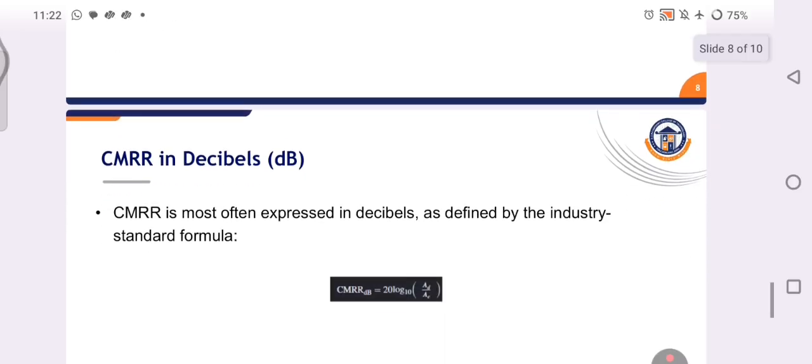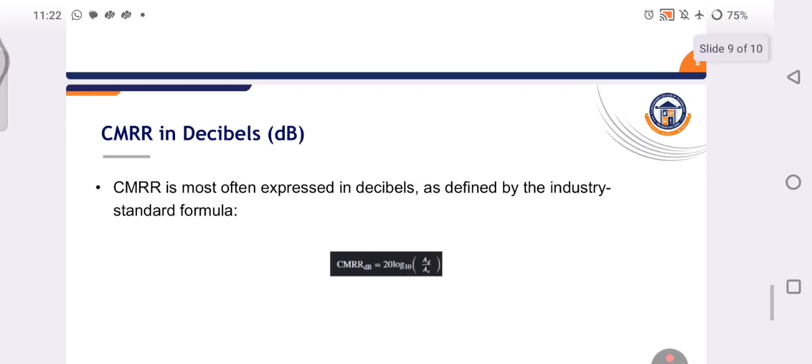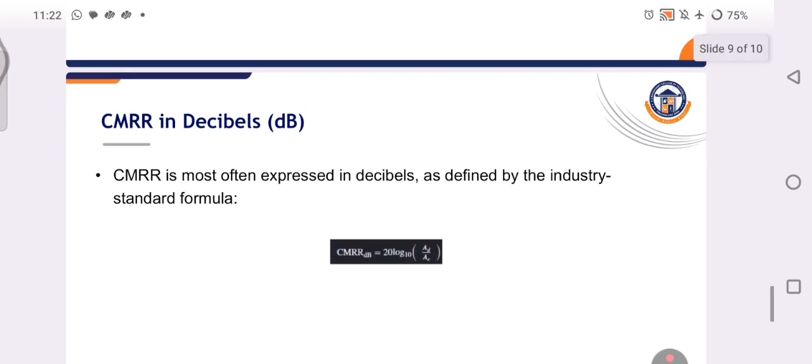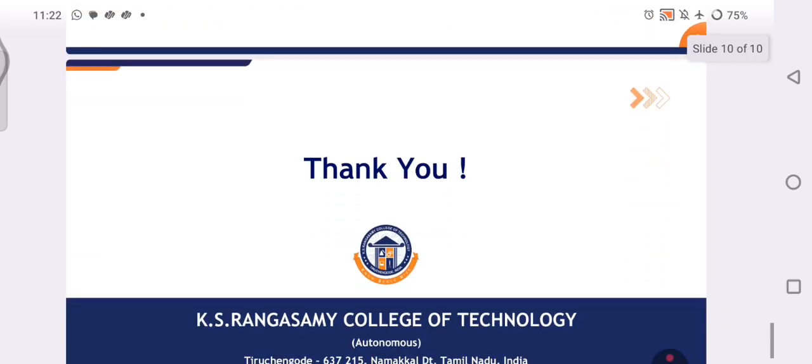In terms of decibel, CMR equal to 20 log of AD by AC. Okay, thank you.